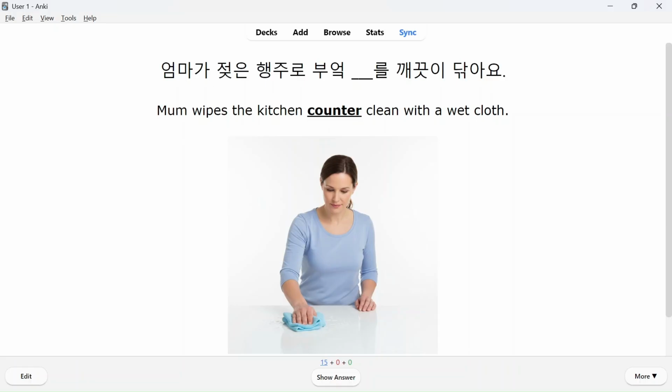Now, before I show you the answer, there's one thing that I'd like to say. The sentences in this deck are generally written in natural, learner-friendly Korean. And many of them use the polite form, sometimes called heoche. So, what is counter in Korean?